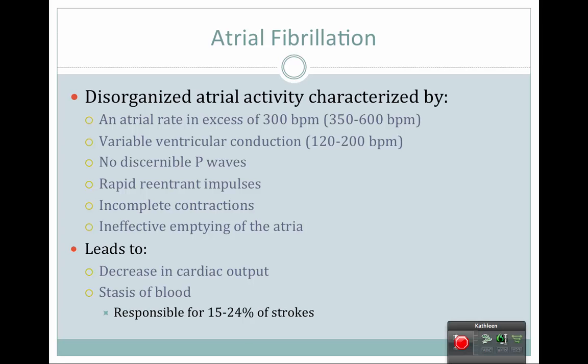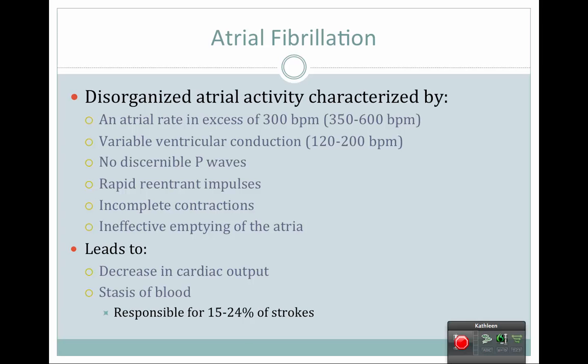With atrial fib, they're fibrillating and they're not squeezing that blood out from the atria to the ventricles, which puts them at risk for clotting. However, it also leads to a decrease in cardiac output, just like I said, a stasis of blood. And this rhythm is responsible for 15 to 24% of strokes.